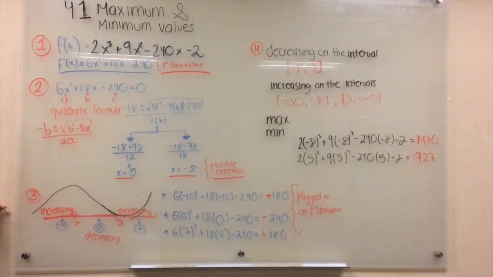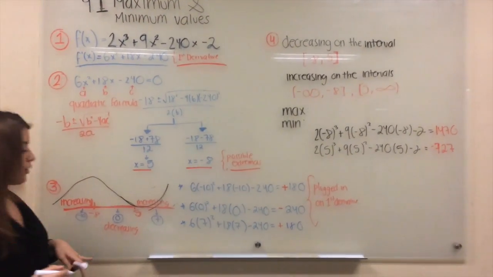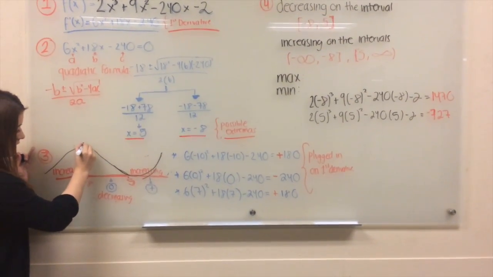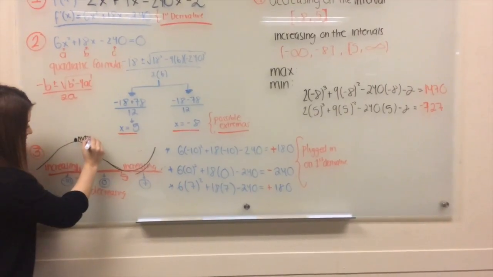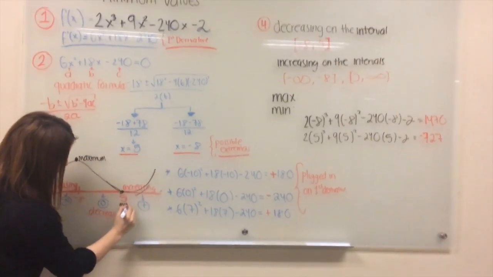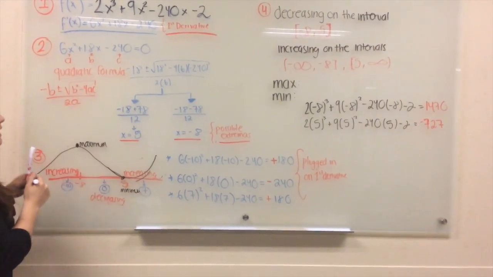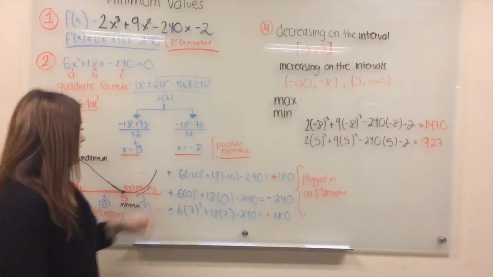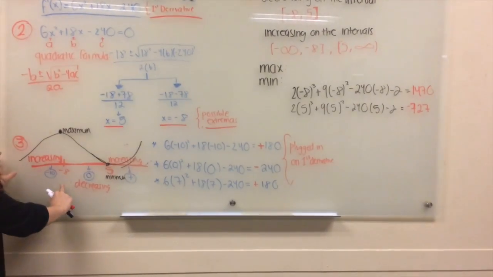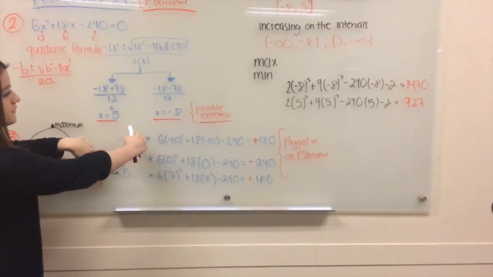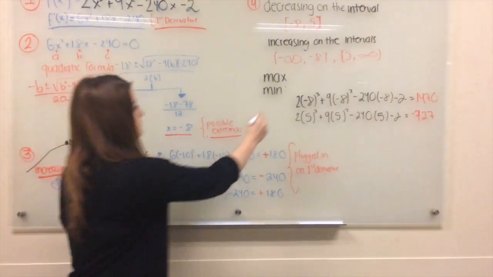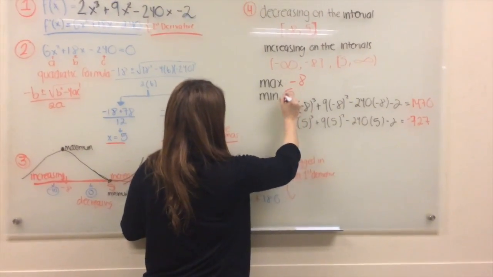So just by looking at my number line, we can determine our max and our min values. So we can say that negative 8 is the maximum, that 5 is our minimum, and it is decreasing on the interval negative 8 to 5, and increasing on the intervals negative infinity to negative 8, and 5 to positive infinity. And we can say that our maximum is at negative 8 and our minimum is at 5.